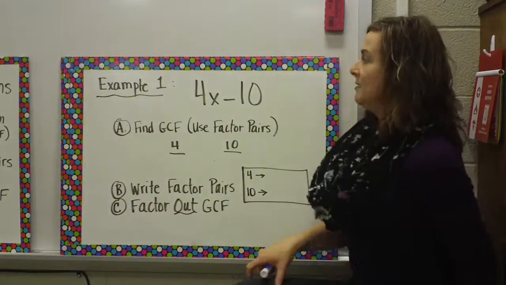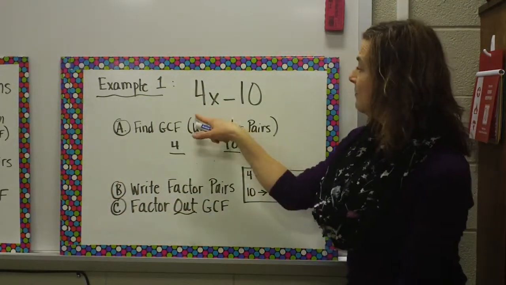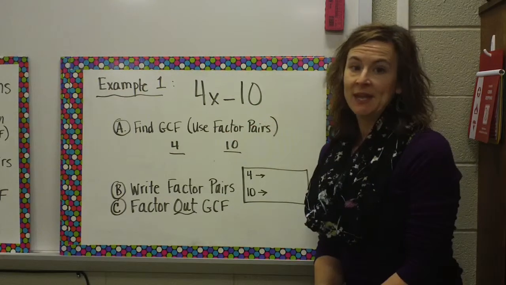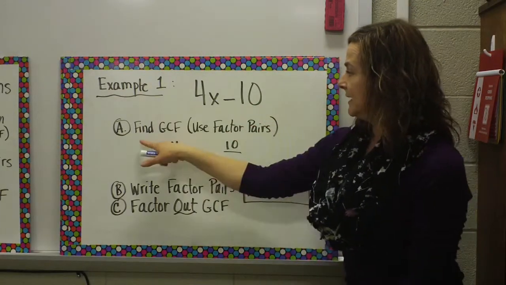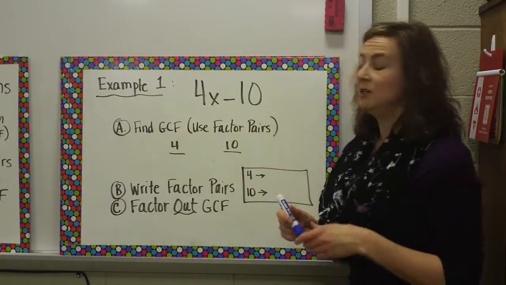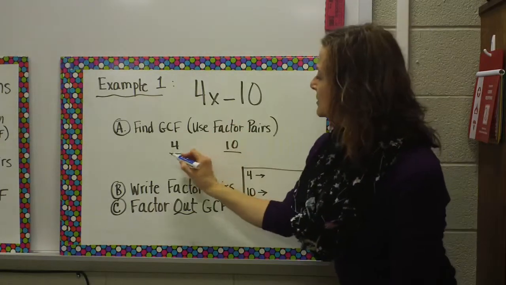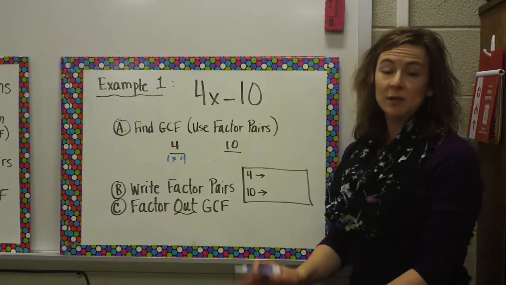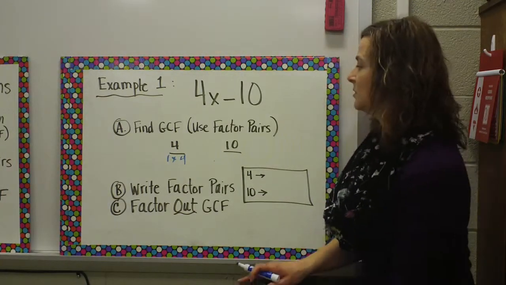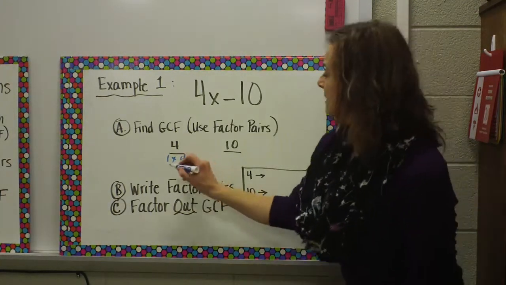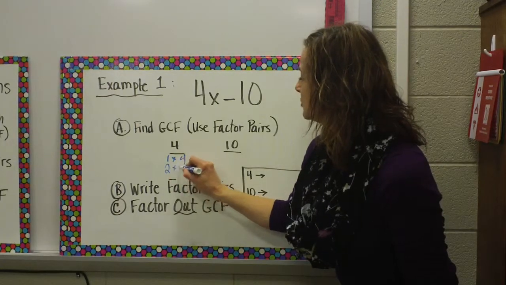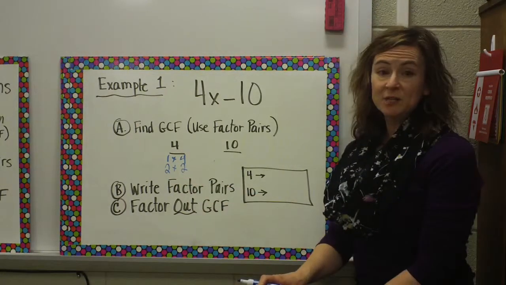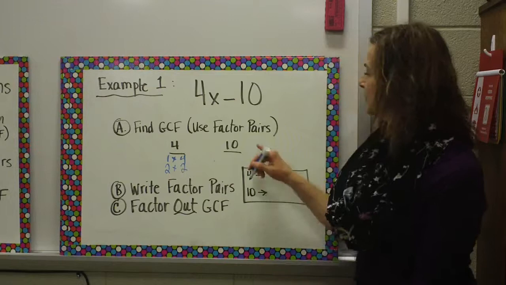In example 1, we have the expression 4x minus 10. The first step is to find the GCF using factor pairs. So what I'm going to do is I'm going to write my factor pairs. What numbers do I multiply? What factors do I multiply to get 4? 1 times 4 and 2 times 2. So my factor pairs for 4 are 1 and 4, 2 and 2.